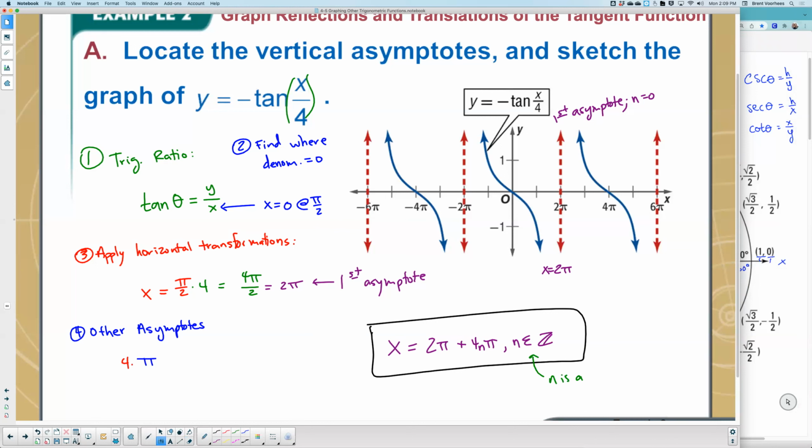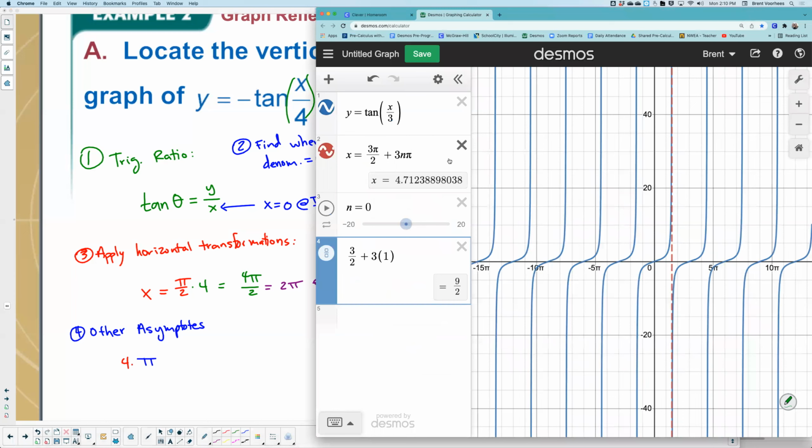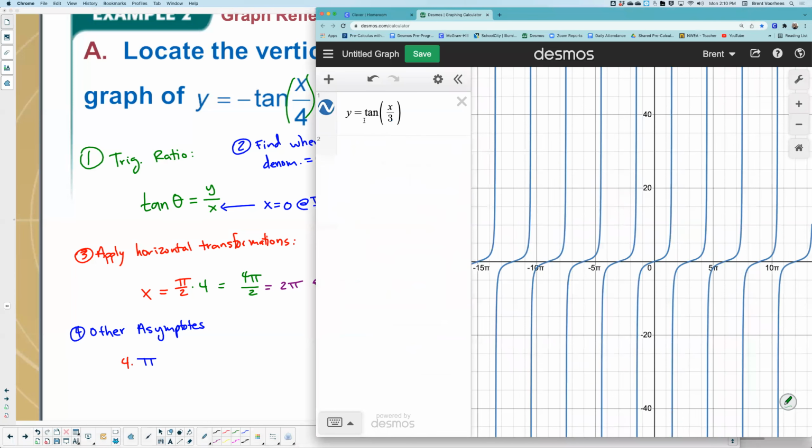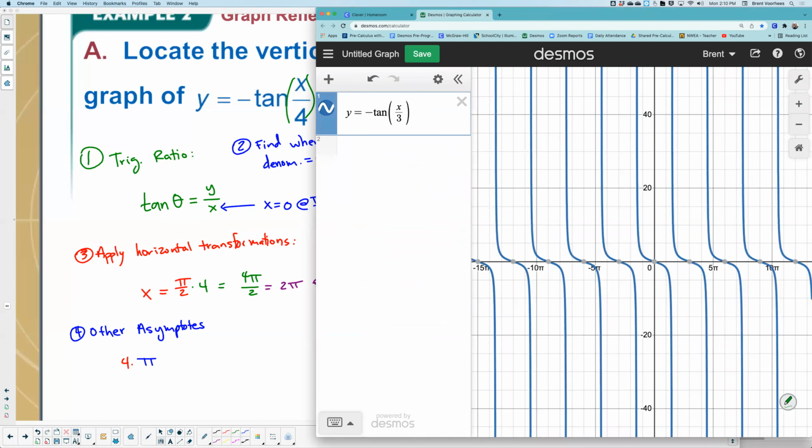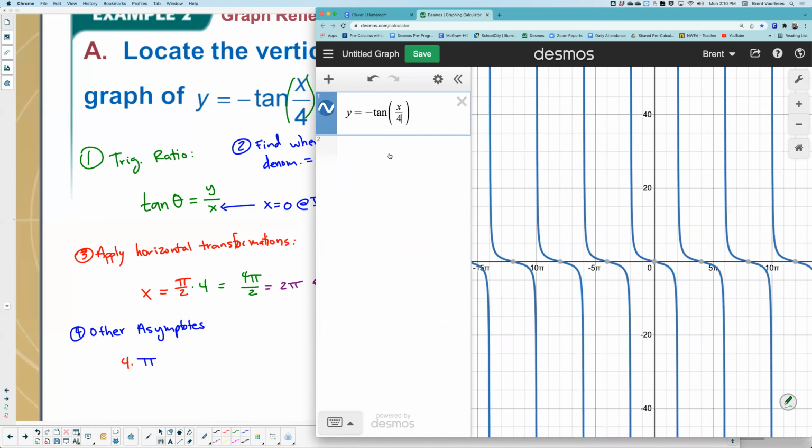N is an integer. Okay, I'm going to make sure this is correct. You don't have to do this every time, but I think it'll be good for you just to see what's happening each time. So I'm going to go to my calculator and check this problem. So I have y equals negative tangent of x divided by 4. There's my graph. We think the first asymptote occurs at 2 pi.